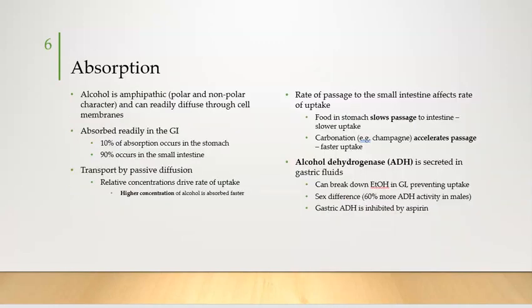Alcohol is administered orally, and then it's absorbed into your system. Alcohol is amphipathic, so it's both polar and non-polar. It has characteristics of both, which allows it to readily diffuse through the cell membranes. It gets absorbed in the GI tract: about 10% occurs in the stomach and 90% occurs in the small intestine.